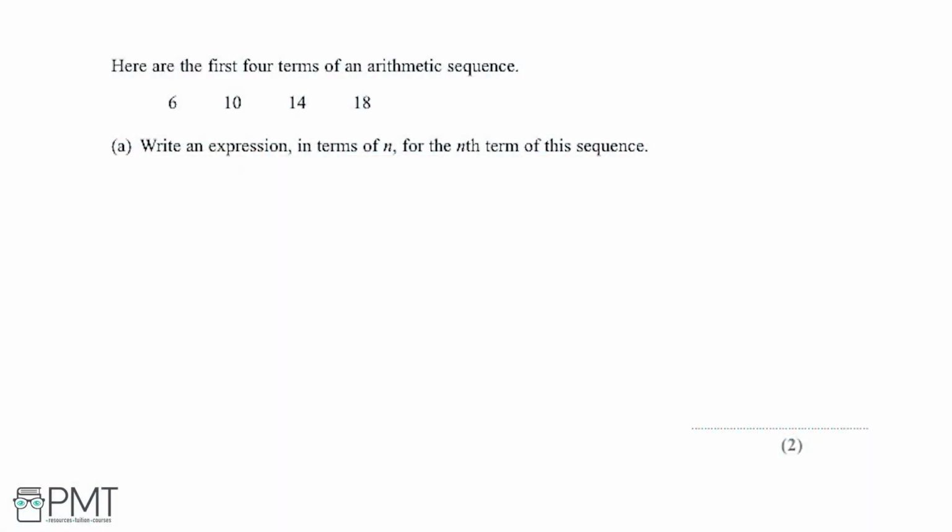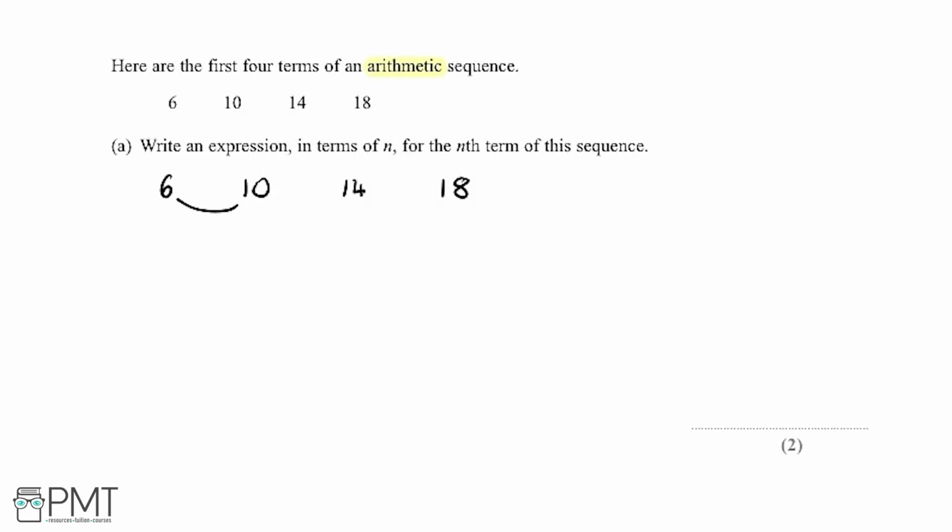Here are the first 4 terms of an arithmetic sequence. We've got 6, 10, 14, and 18. And part A says we need to write an expression in terms of n for the nth term of this sequence. And this is for 2 marks. Now the first step we've got to do is work out the difference between these terms.